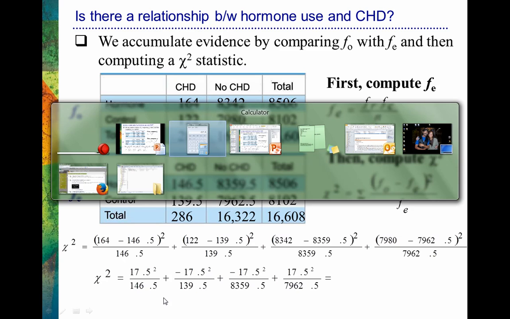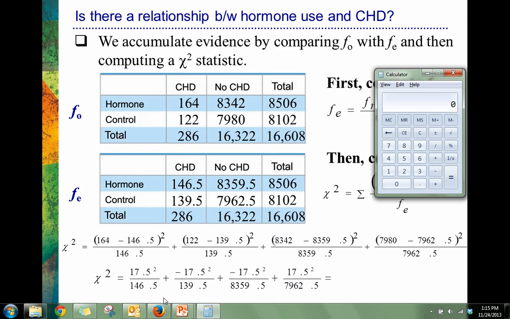So let's look at the first one. Here I'm going to take 17.5 and square it, multiply by 17.5. That equals 306.25. So we're going to find that numerator in each one of these fractions. 306.25 divided by 146.5 equals 2.09. All right, so this fraction right here equals 2.09. To that we need to add this fraction.